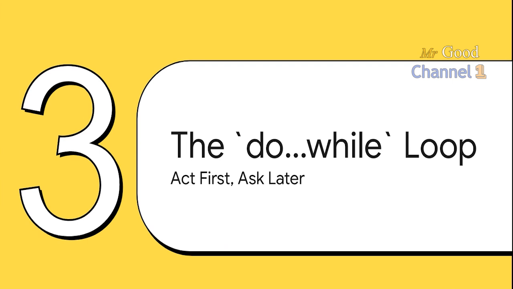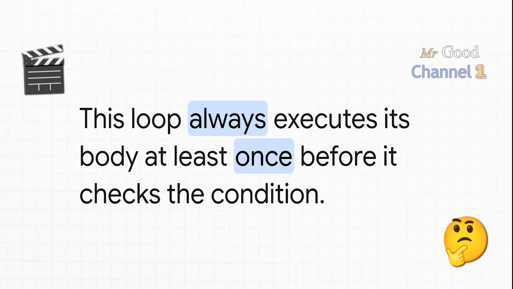All right, let's talk about a more specialized tool. This is the loop you pull out of your toolbox for one very specific situation, when you need to guarantee that your code runs at least once. And that tool is the do-while loop. Now, unlike the other two, which check the condition before they do anything, this one is the act first, ask questions later loop.